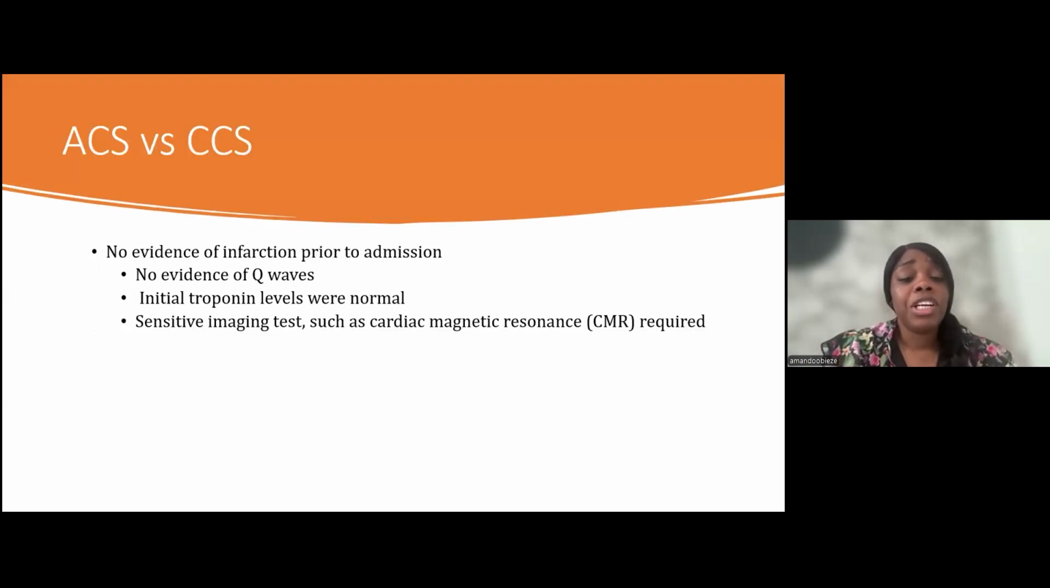Going through his initial ECG, there was no evidence of Q waves. His initial troponins were normal. That would go to say that he didn't have any evidence of infarction prior to his admission, even though he has been having this pain for quite a while, which is more in keeping with a CCS than an actual ACS. If we had gone on to do a cardiac MRI for him, then we would have checked if he had any evidence of infarction prior to admission. Next, please.